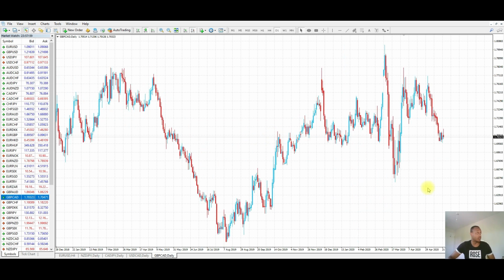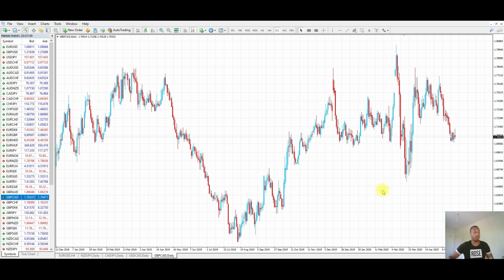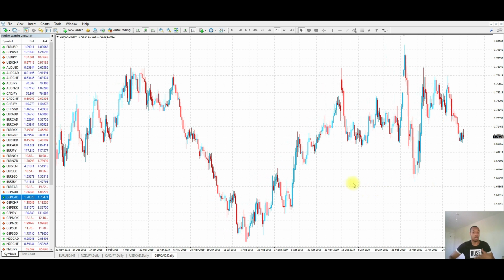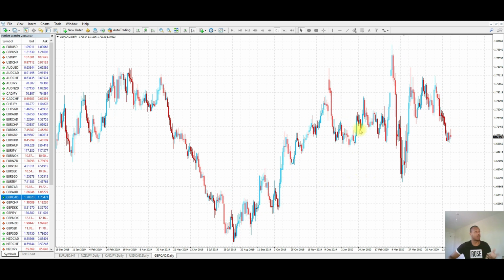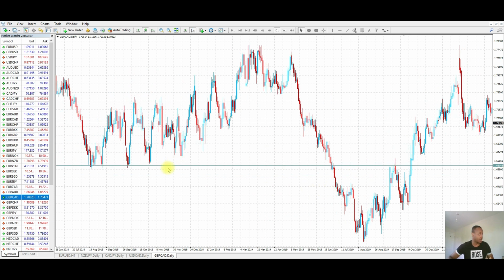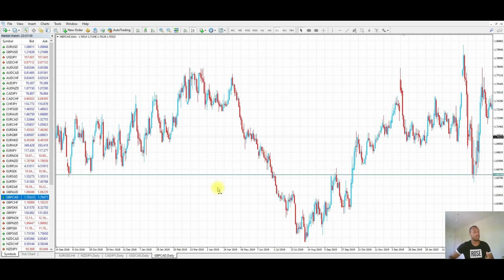Okay, so here's pound CAD on the daily, and I'm just going to show you how to draw multiple support and resistance lines on a chart, just like I did with Euro USD. So first of all, what jumps out at me straight away is this level here, and you can see price test it here, test it there, test it here, test it there. So you can see it's another good level.